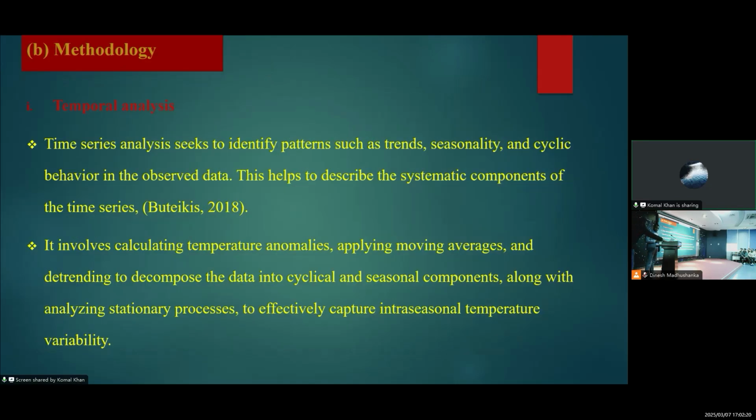Methodology. First, we use temporal analysis. Time series analysis seeks to identify patterns such as what we were explaining, annual cycles and trending. That is the first thing we can do in temporal analysis. It involves calculating temperature anomalies, applying moving average and detrending to decompose the data into cyclical and seasonal components, along with analyzing stationary processes to effectively capture intraseasonal temperature variability.